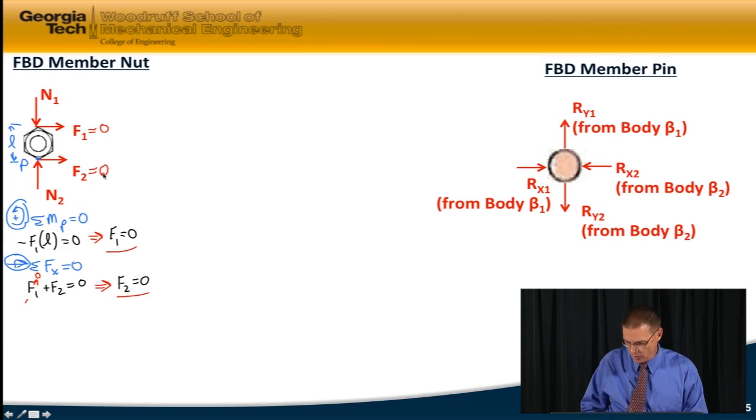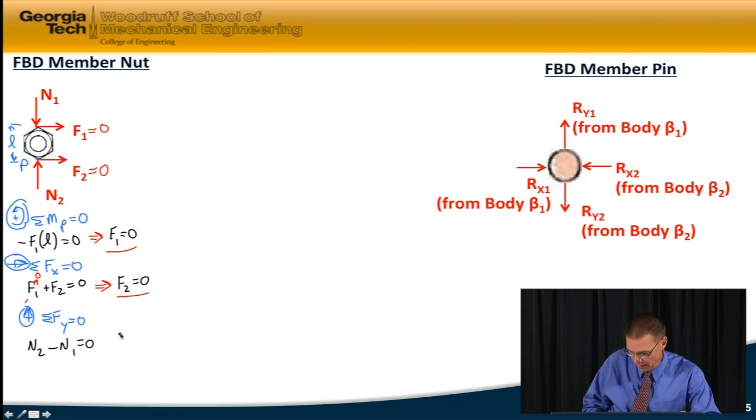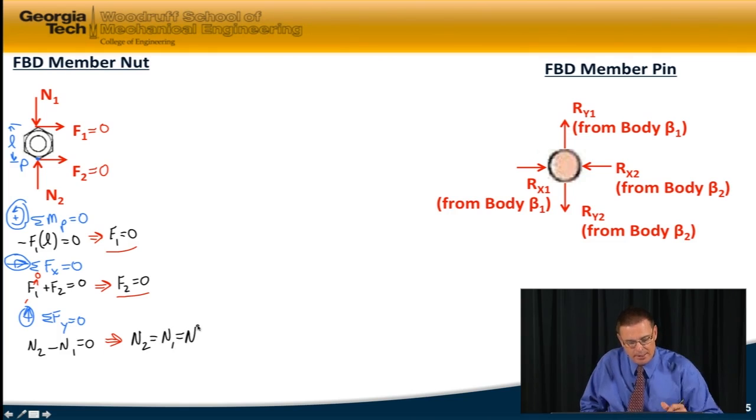And I have one more equation of equilibrium. Let's go ahead and sum forces in the y direction, set it equal to 0, and I'll get N2, which is up for positive, minus N1 equals 0. And so I can't solve for N1 and N2 explicitly, but I can find the relationship between the two. And so I know that N2 is equal to N1.